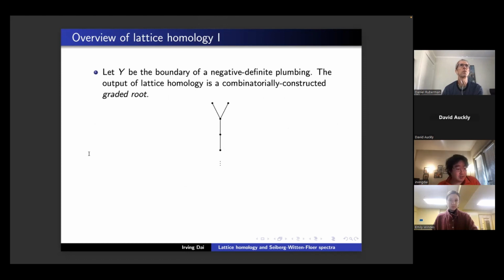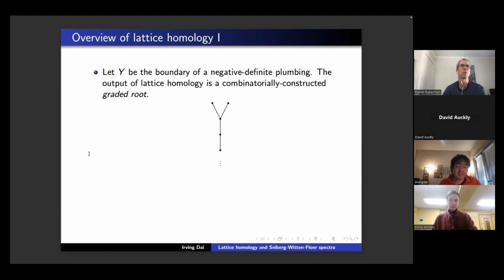And so now I want to talk about this lattice homotopy object, this thing that we construct, which we claim computes the Seiberg-Witten-Floer homotopy type. And I want to describe where the construction comes from. In order to describe that, I have to tell you about a previously existing invariant called lattice homology. And the lattice homotopy type we construct will somehow be an upgrade of lattice homology.